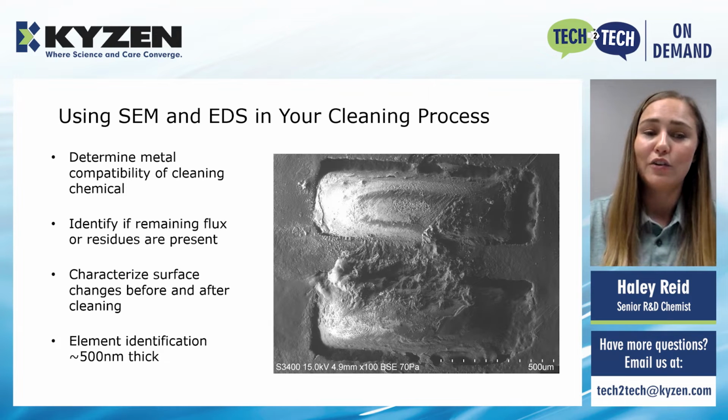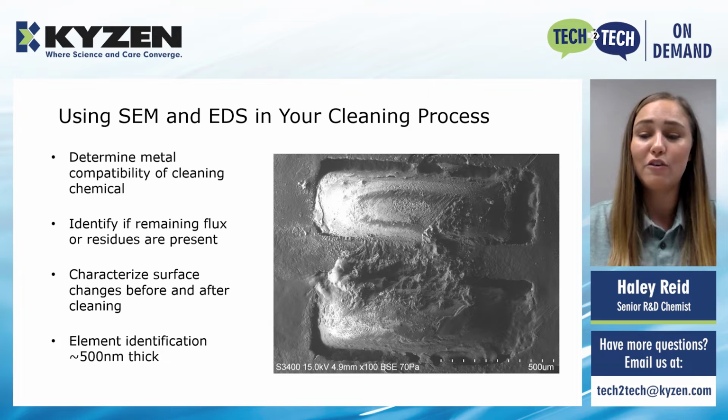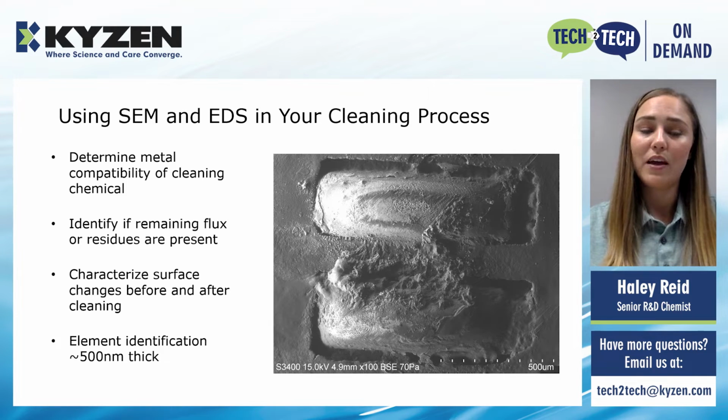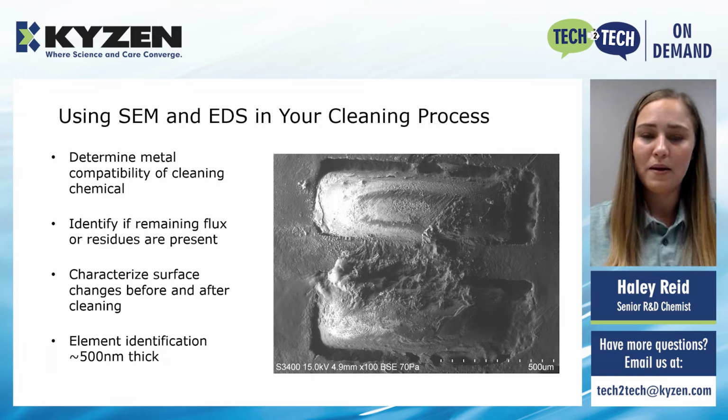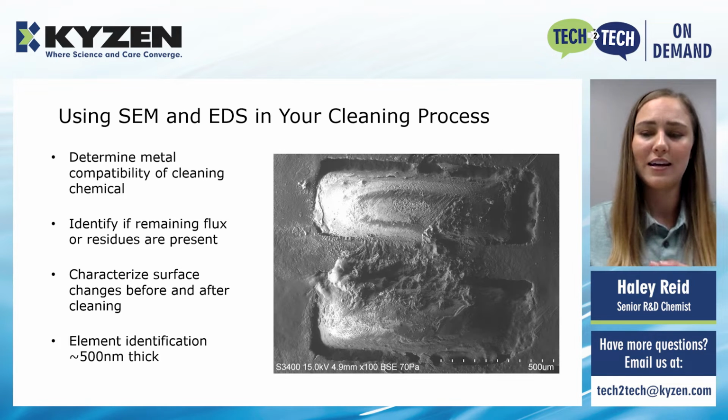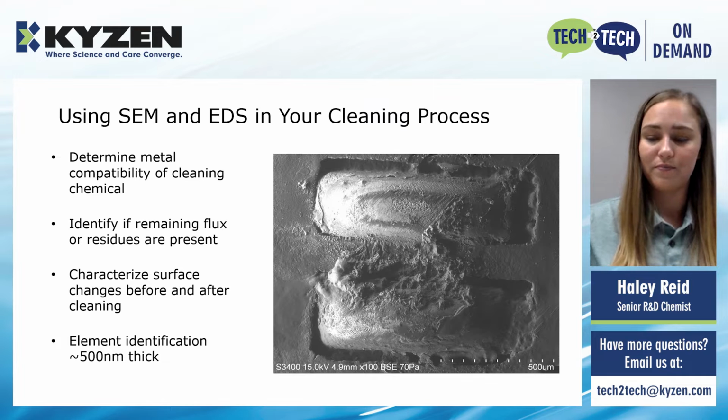Using SEM and EDS in your cleaning process, we actually use this generally in four main ways. The first one is metal compatibility of your cleaning chemical or any other compounds you're putting in, like buffing compounds or anything like that, epoxies. You can identify remaining flux residues or any other type of material remaining on the surface. You can characterize surface changes. A lot of times, like surface roughening or staining can be seen. And you can also do element identification, assuming that you have 500 nanometers of material.